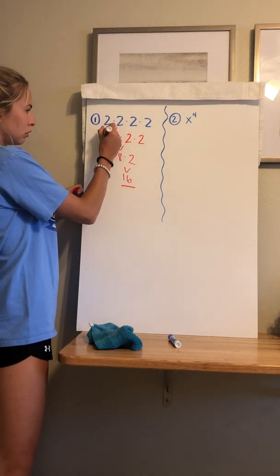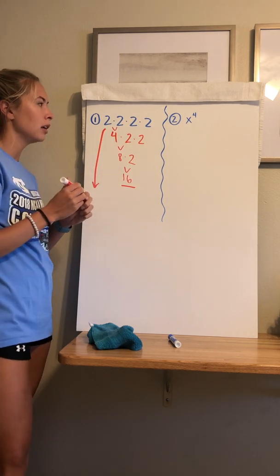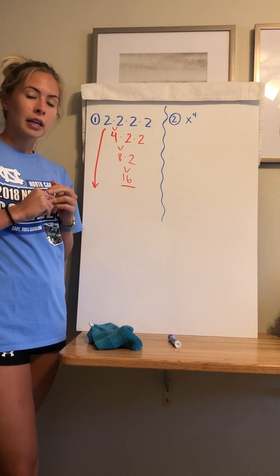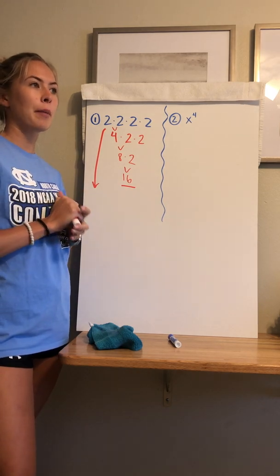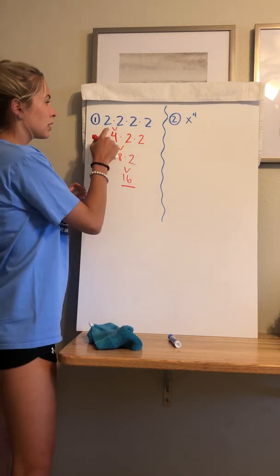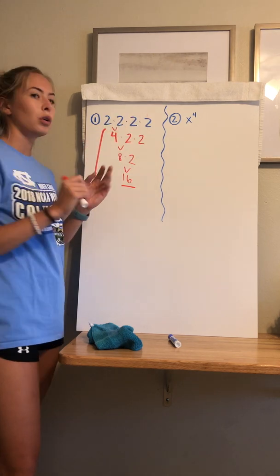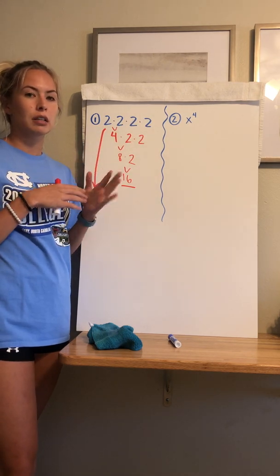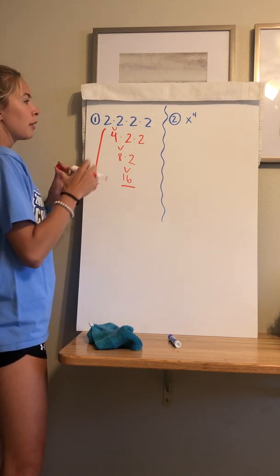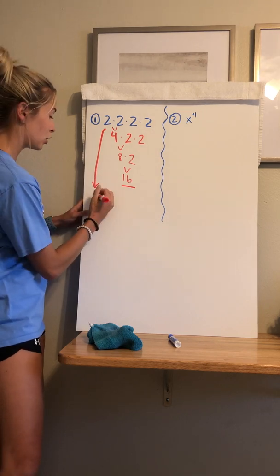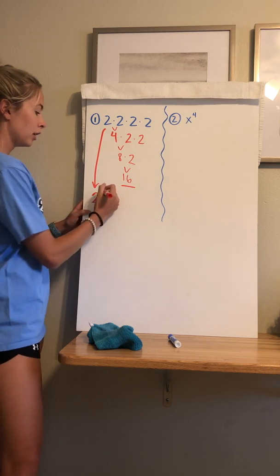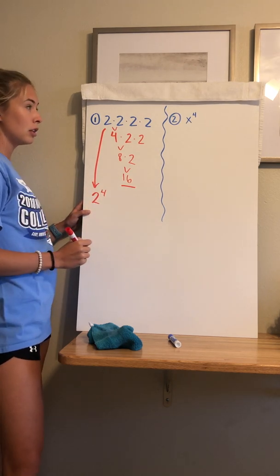So we have our 2 being multiplied together 4 times. Our exponent is how many times that number is being multiplied together. And it has to be the same number. So if this was like 2 times 3 times 2 times 2, we couldn't combine all of that because the 3 can't be included with the 2. So since all of these are 2, they're being multiplied together 4 times. So our base is the number we are multiplying together, which is 2, and how many times is 4.